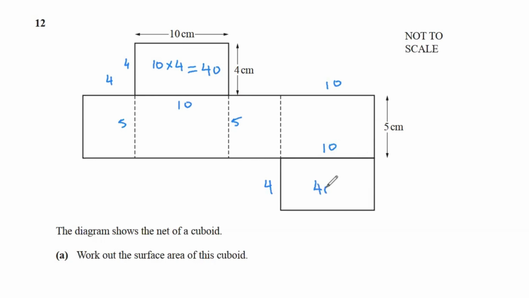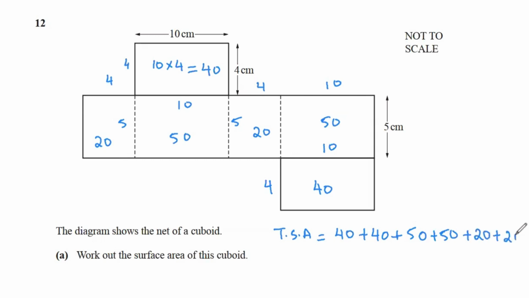So this is also 40. This will be 50 because 10 times 5. This will also be 4, so this is 20. This is 50, and this is again 20. So total surface area is going to be 40 plus 40, then we have two 50s and two 20s. So that's going to be equal to 220 centimeters square. That's the total surface area of the cuboid.